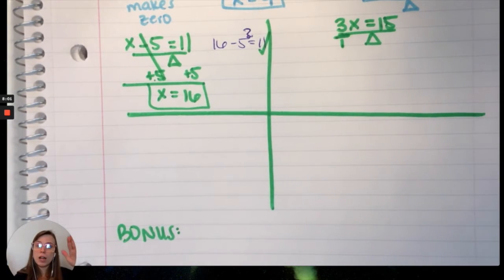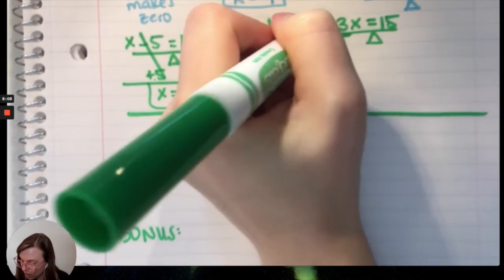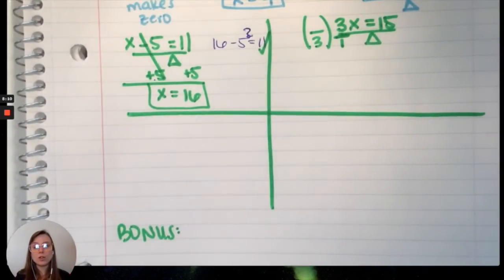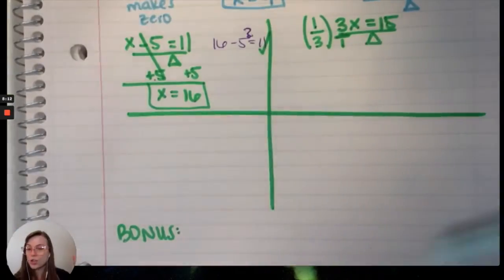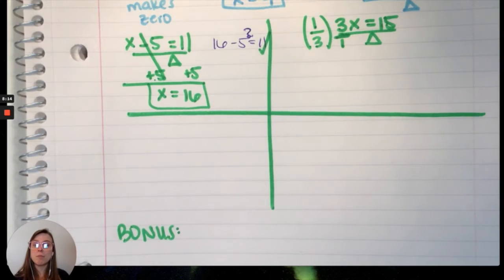In order to multiply by 3, how do I undo that? I'm going to divide by 3. And then instead of dividing by 1, I'm going to multiply by 1. Notice that this is the same as dividing by 3. It's also the same, dividing by 3 is the same as multiplying by the reciprocal, which is 1/3. So you've seen this before with fractions a lot.